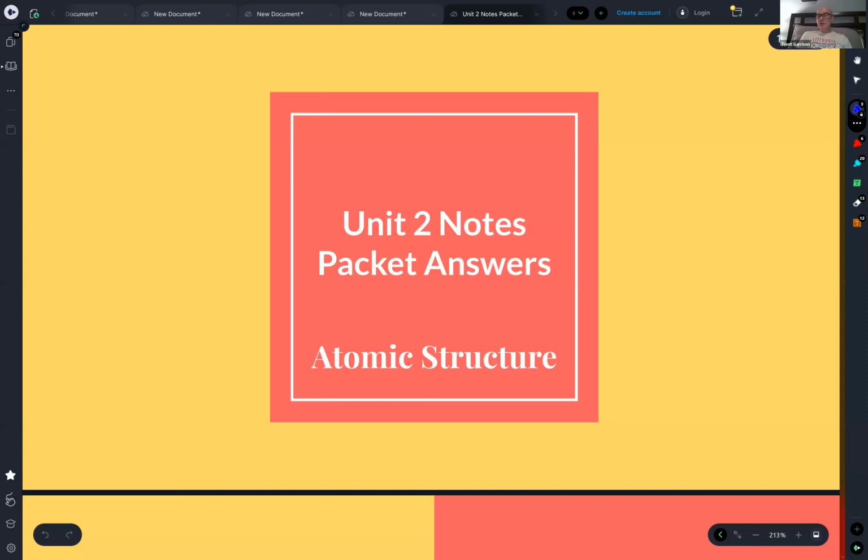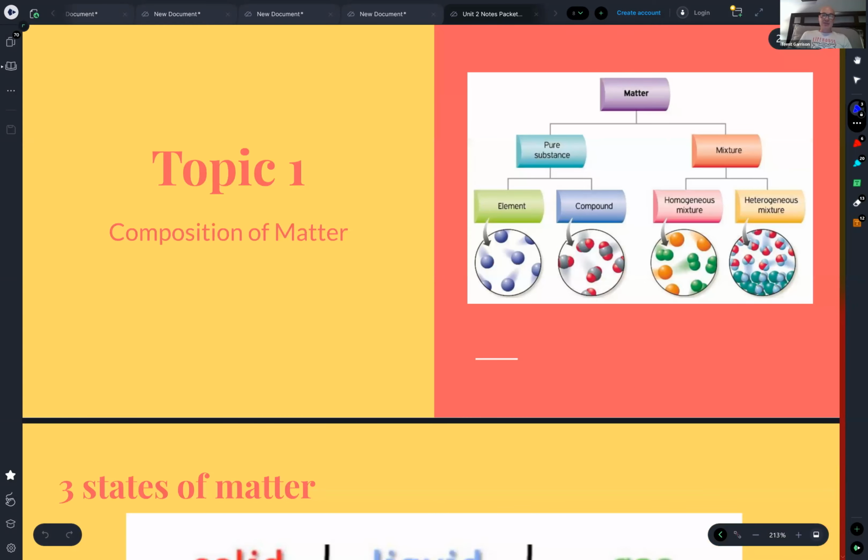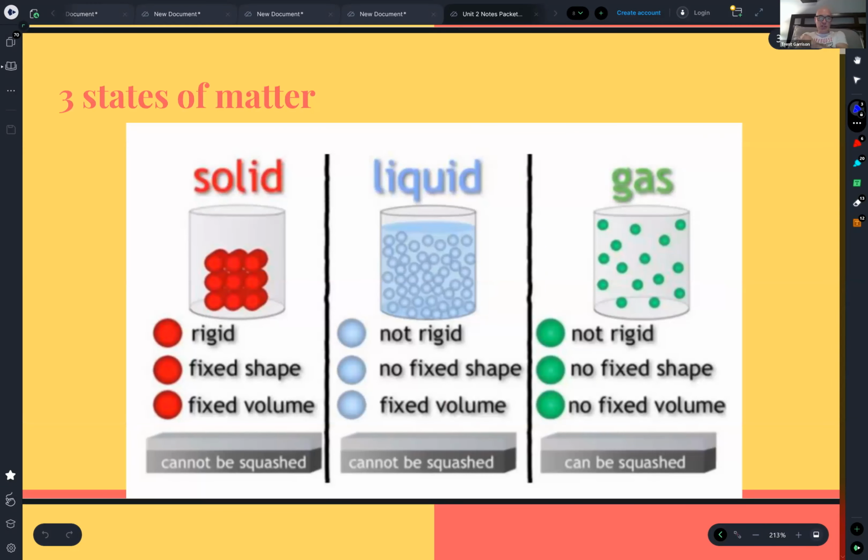Okay, so I promise you that at some point in your science career, you have talked about different states of matter. None of this will be revolutionary to you, but some of it may add a few little details that we've got to talk about. So you are aware there are three states of matter: solid, liquid, and gas.